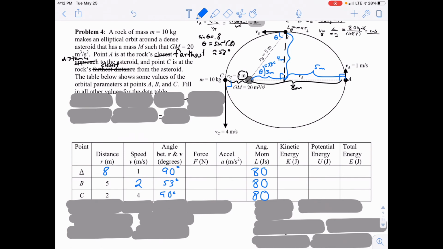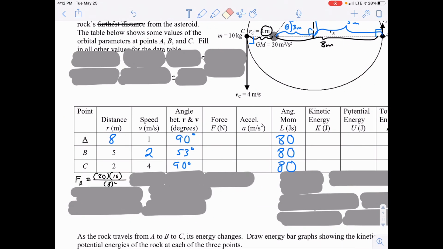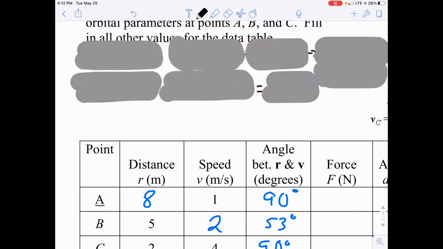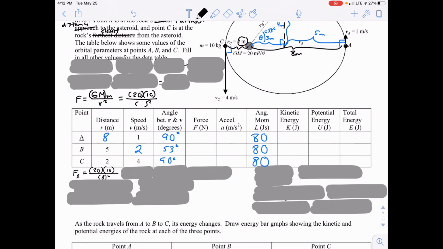Okay. How do we find the force, the acceleration, and the energies? Let's deal with the force and acceleration. For force, we're going to use Newton's law of gravitation: F is equal to big G, m of the asteroid times m of the mass, over r squared. The nice part is that GM is already 20, so we're going 20 times the mass of the object, which is 10. So the numerator is going to be 200 in every calculation. We just have to divide it by a different distance each time. So that's how easy the calculation is going to be.